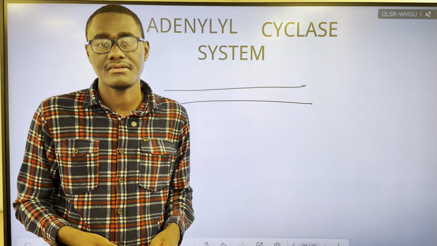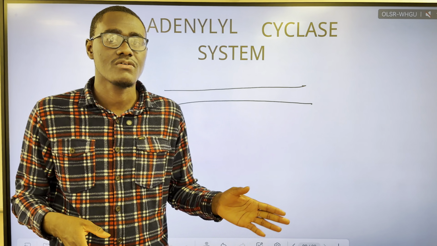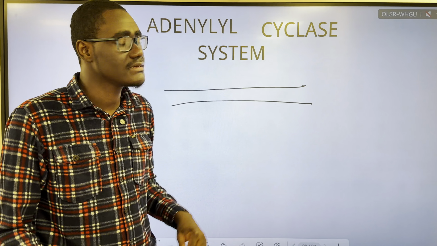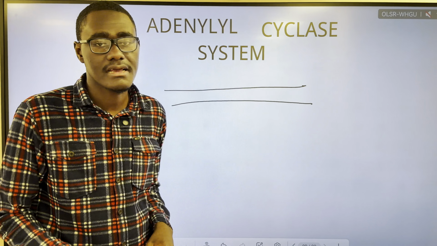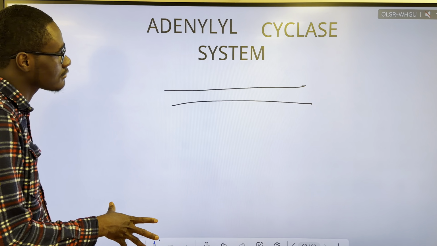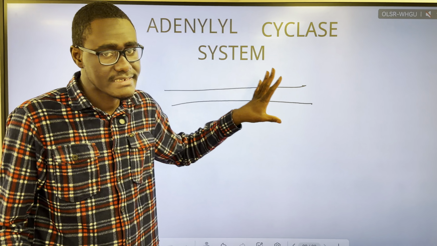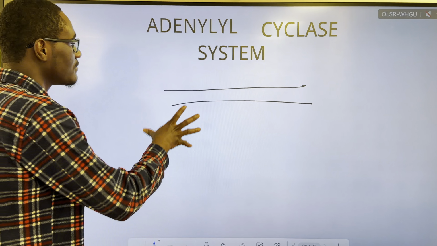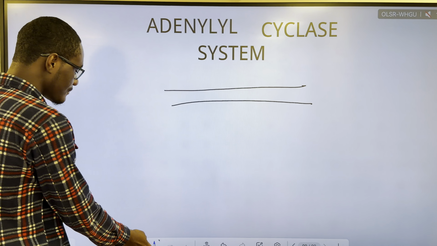And one of these systems which are responsible for the transmission of the hormonal signal from the outside to the inside is called the Adenylyl Cyclase System. What are the components of the Adenylyl Cyclase System? So as you already know, the cell is a lipid bilayer, right? So it's represented by these two lines.